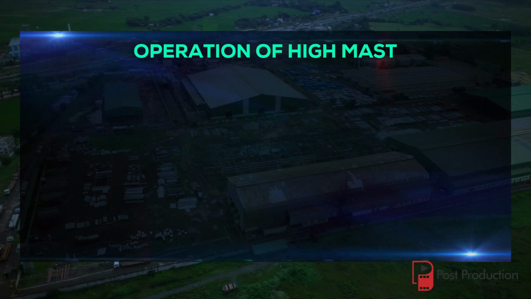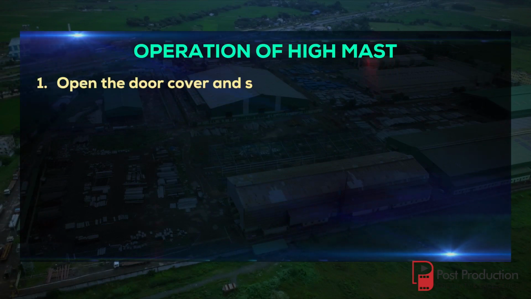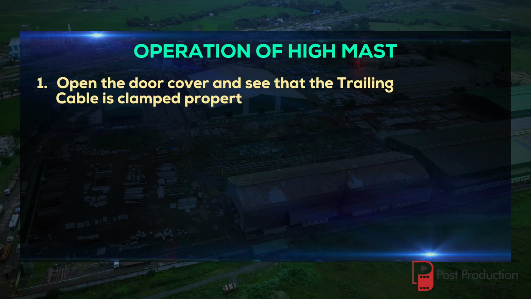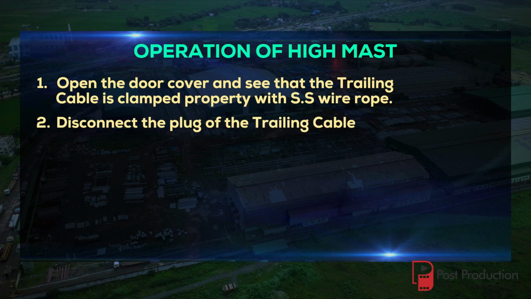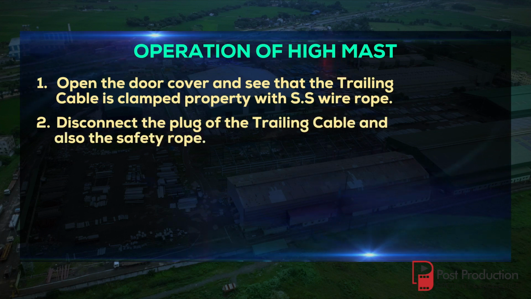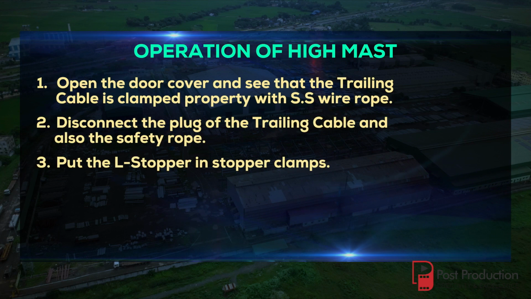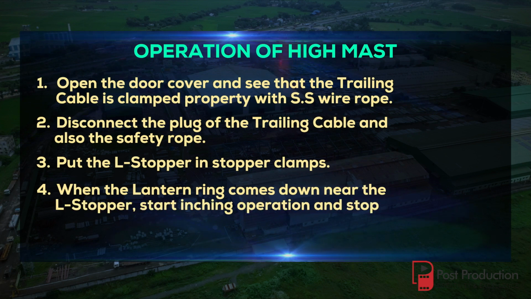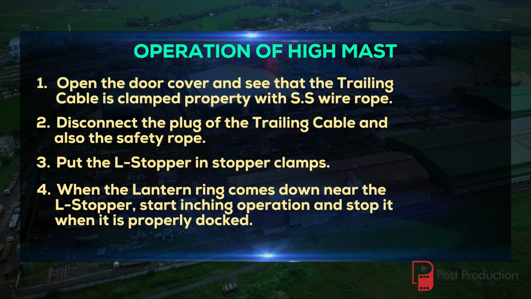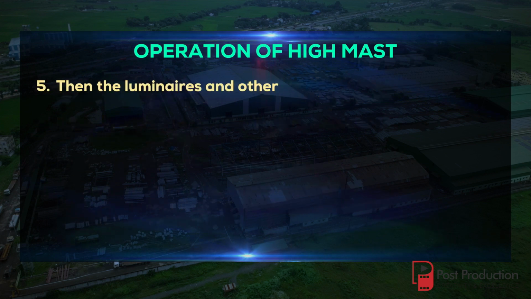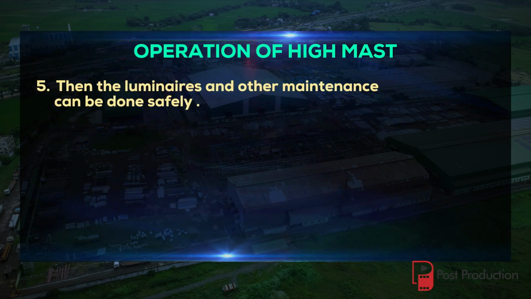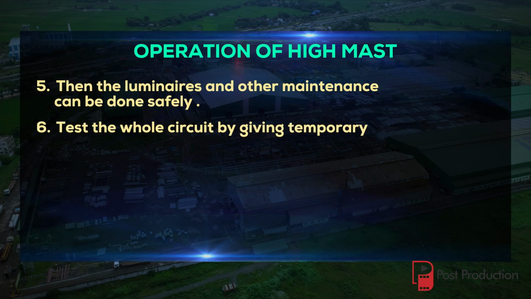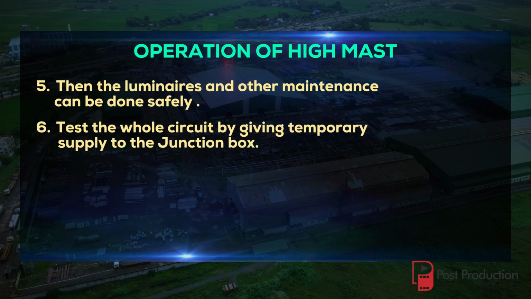Operation of high mast. Open the door cover and see that the trailing cable is clamped properly with SS wire rope. Disconnect the plug of the trailing cable and also the safety rope. Put the L stopper in stopper clamps. When the lantern ring comes down near the L stopper, start inching operation and stop it when it is properly docked. Then the luminaries and other maintenance can be done safely. Test the whole circuit by giving temporary supply to the junction box.